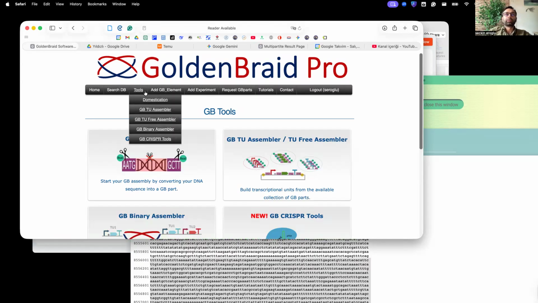Okay, now we will look at the binary assembler. So in Golden Braid, you need to first produce the domestication, then assembler, and then the binary assembler. So here the aim is to put every small thing in a plasmid, like the gas promoter in a plasmid.